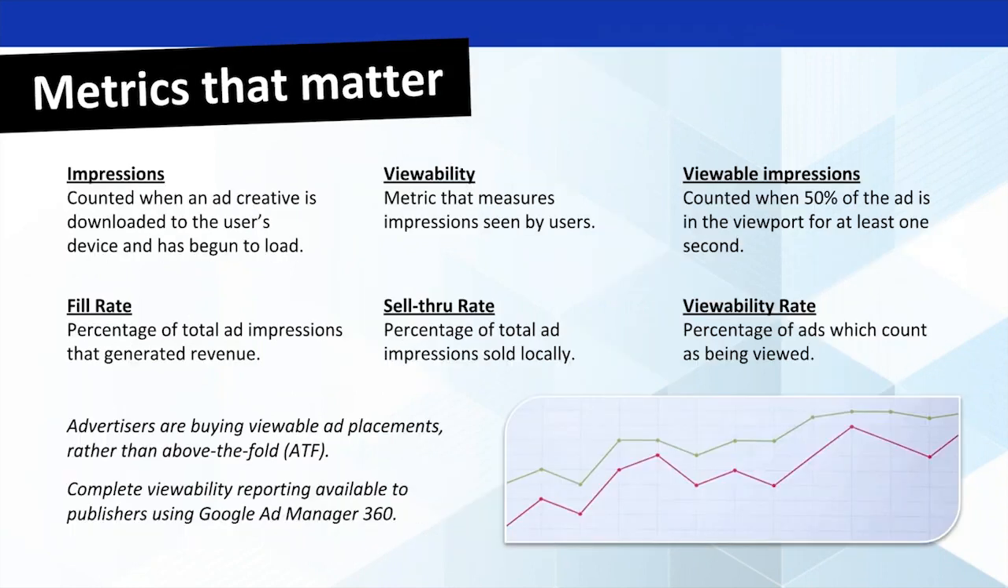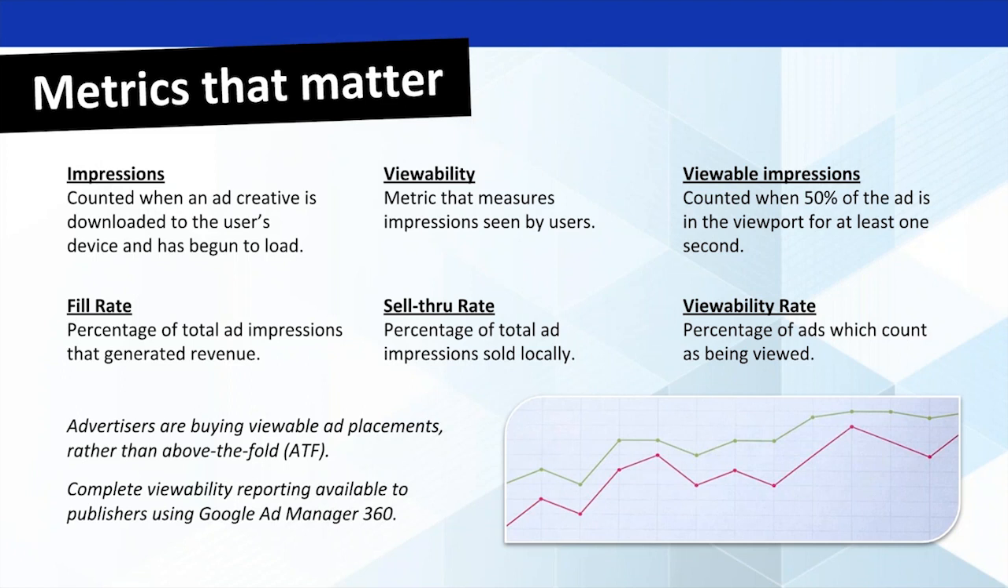Some metrics that really matter, there's a couple of these I want to go over with you too. Viewability, of course, is huge, and you've probably heard us talk about that before. An impression is considered viewable when at least 50% of the ad is in the viewport for 1 second. Your viewability rate is the percentage of ads that count as being viewed. That is incredibly important for programmatic. The higher your viewability rate, the more the network advertisers are willing to bid for your impression.